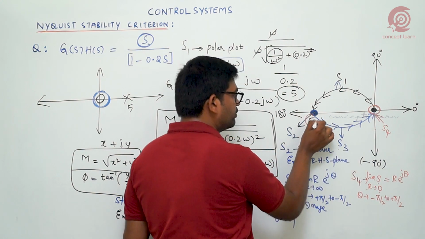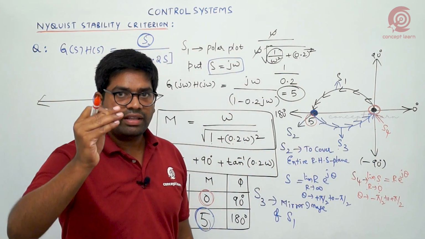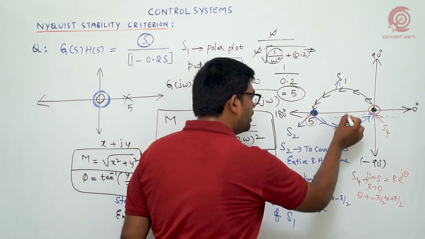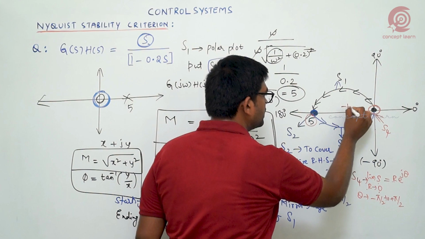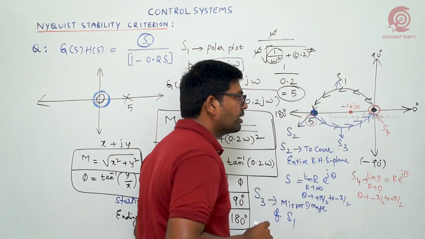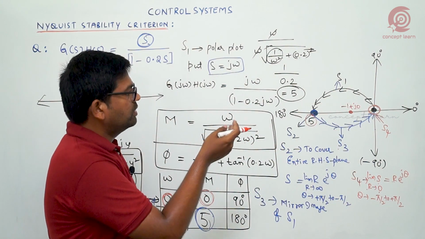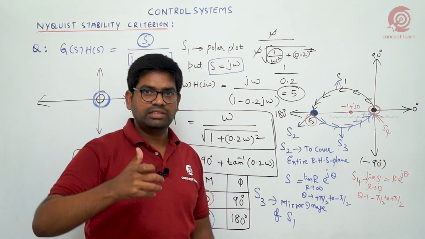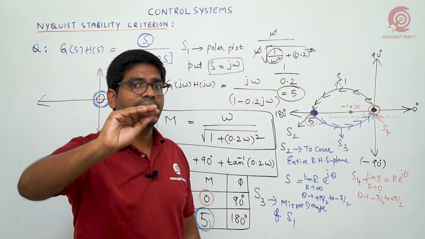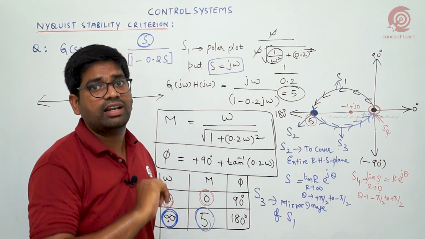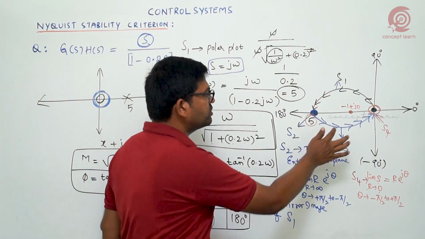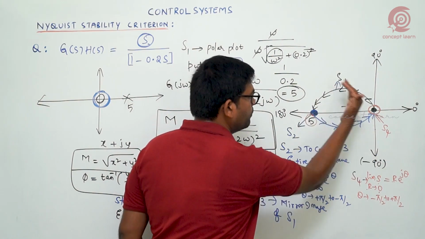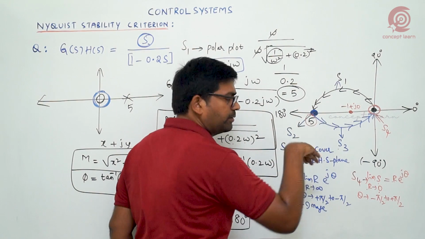If this is 5, definitely the critical point minus 1 plus j0 is present inside only. Minus 1 plus j0 is present inside. Now if you look at how stability is working, it is purely based on the concept of encirclement. Yes, minus 1 plus j0 is having encirclement in which direction? Anti-clockwise direction.